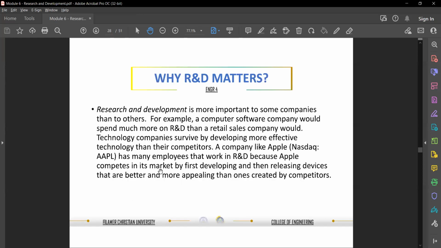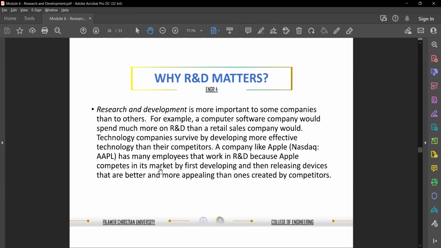So research and development is more important to some companies than to others. Ito yung example nila, no? So a computer software company would spend much more on R&D than a retail sales company would. So a technology company survives by developing more effective technology than their competitors. So example is Apple. Diba?